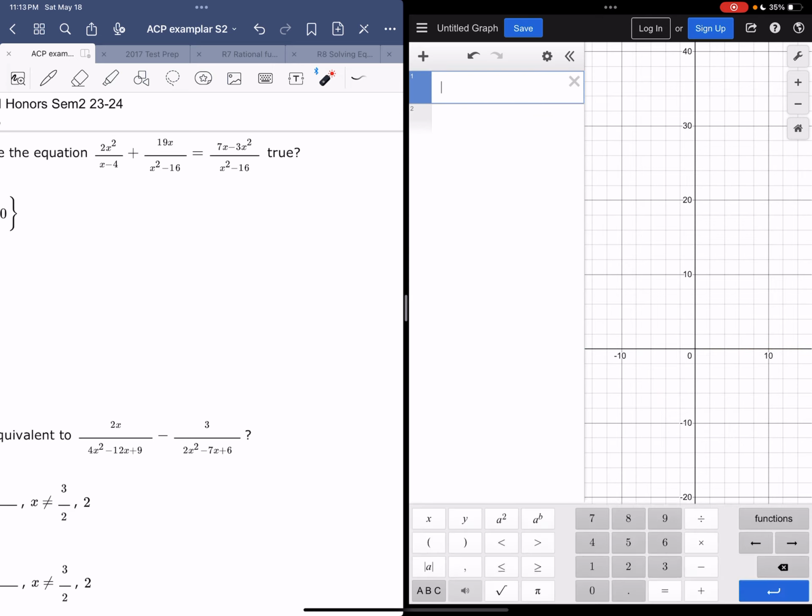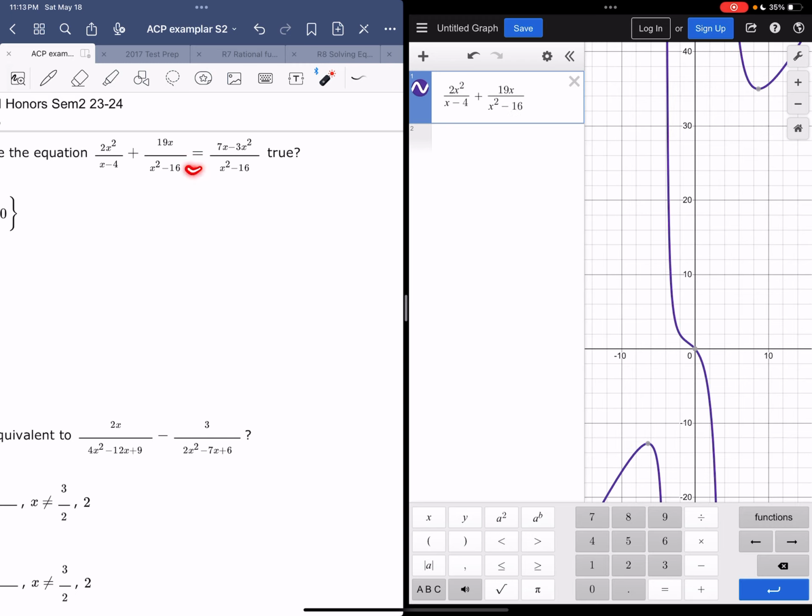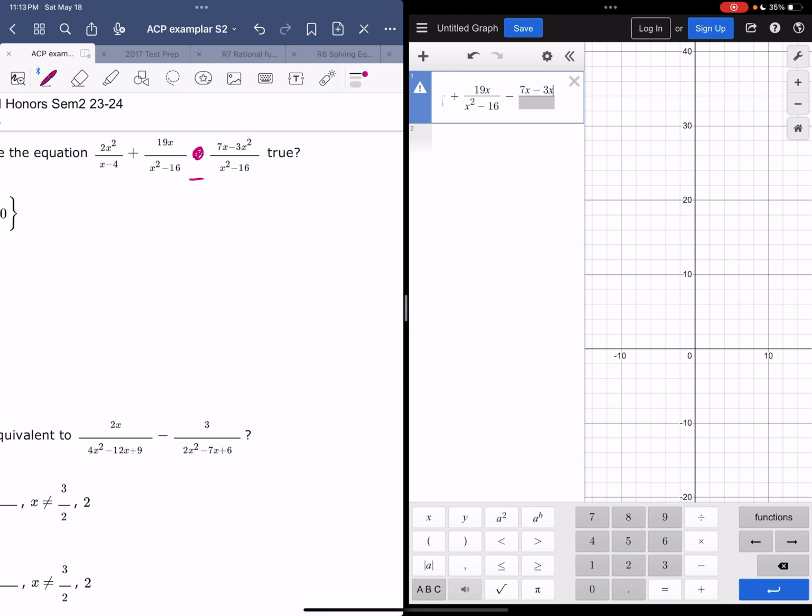But what you have to know is, 2x squared over x minus 4 plus 19x divided by x squared minus 16. Now you cannot put an equal sign into the decimals, so what you have to do is change this into a minus. So I'm gonna put in here minus 7x minus 3x squared divided by x squared minus 16. So I got this graph here.